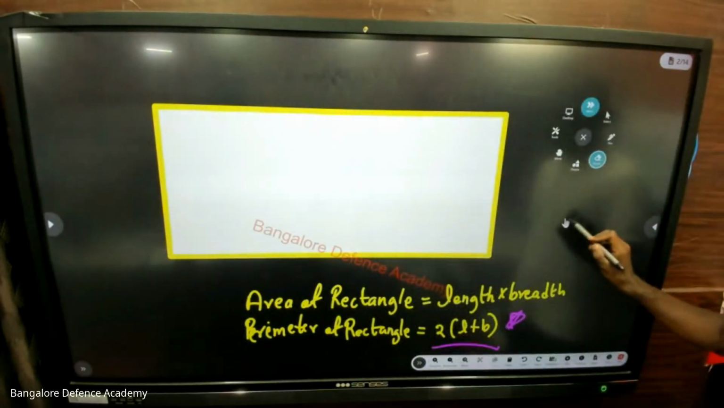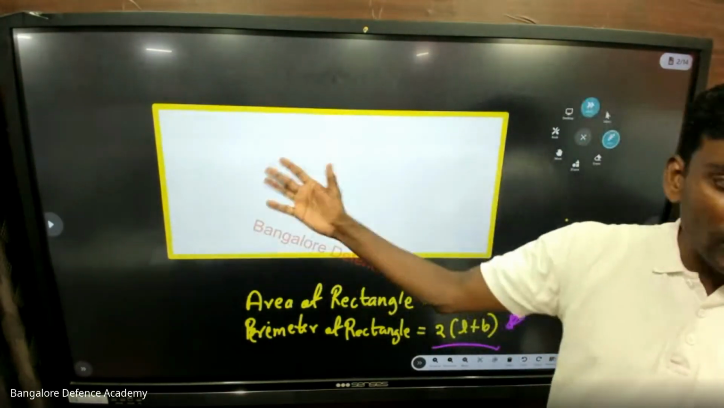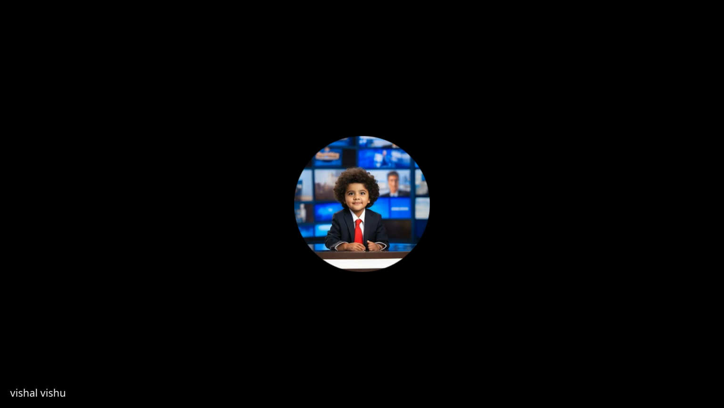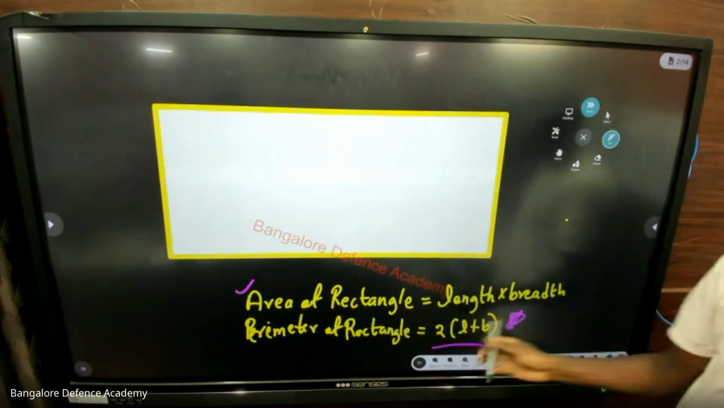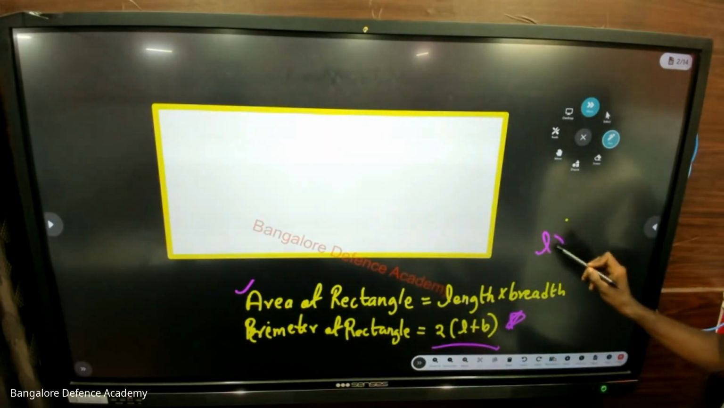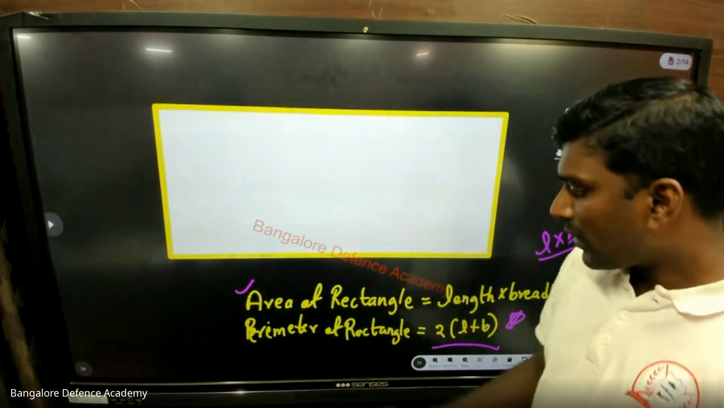Okay, done. Now eyes on the screen. Can you see this white area, white color thing? Yes, sir. This is called area of rectangle. So what is the formula for area of rectangle? Length into breadth, L into B. I will just write in short L into B. Got it? Fine.